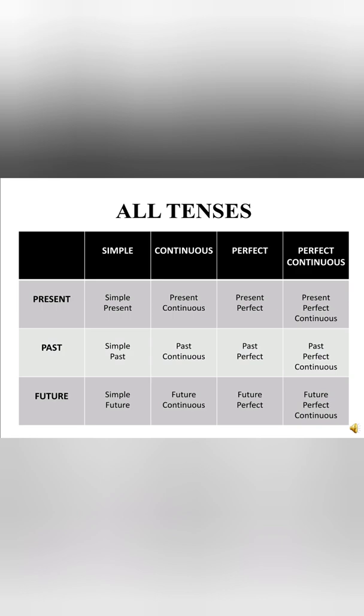Now we are going to discuss all these tenses but step by step. That means in this first video we will be discussing only the present time, along with the four aspects of present time, which makes it simple present, present continuous, present perfect and present perfect continuous.